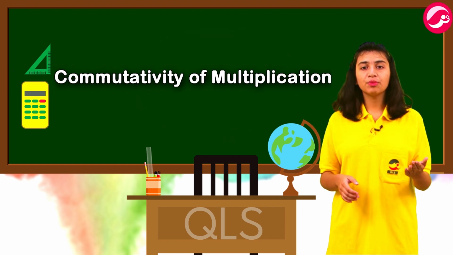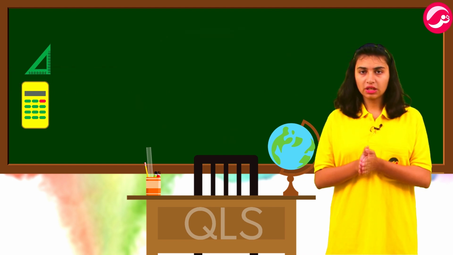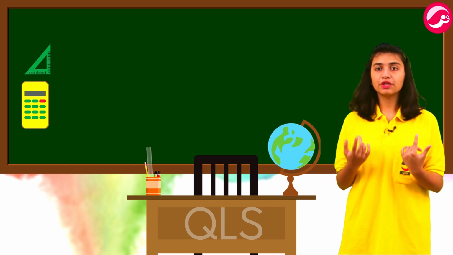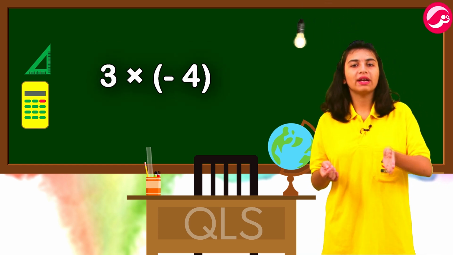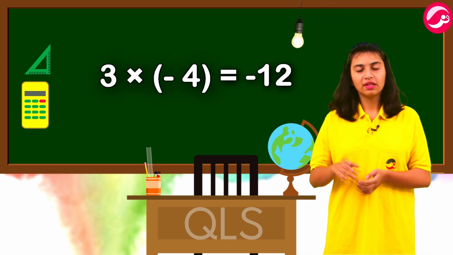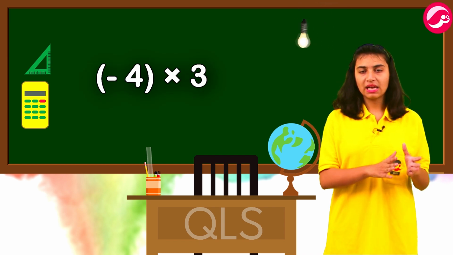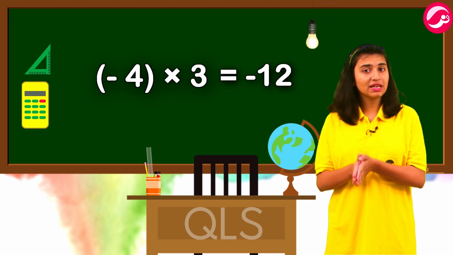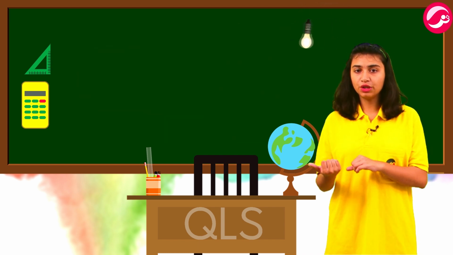Next property, commutativity of multiplication. Commutativity. Again, let's learn with an example. 3 into minus 4 is minus 12. This is statement 1. Minus 4 into 3 is also minus 12. This is statement number 2.